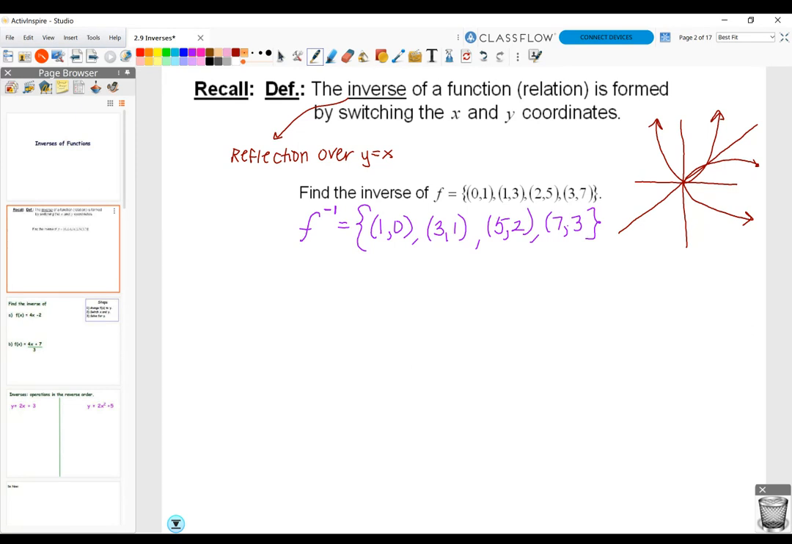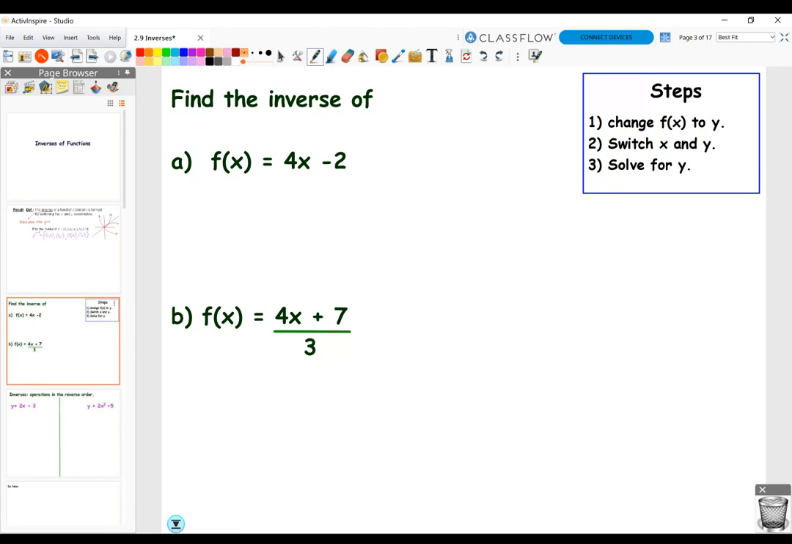What we're really going to focus on today is how we find the inverse algebraically. There are 3 steps that we need to follow anytime we find the inverse algebraically. Those steps are the following. Step 1 is we're going to change the f of x to a y. Then we're going to switch the position of the x and y, and then we're going to solve again for y. So let's go ahead and go through those steps.